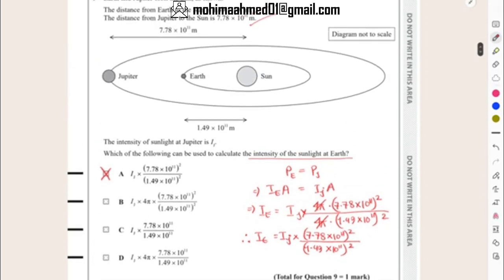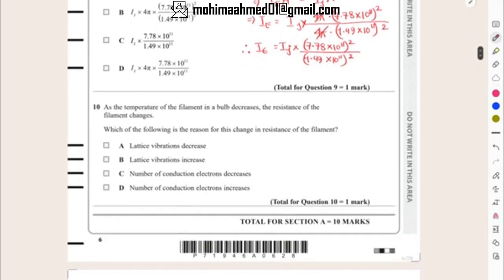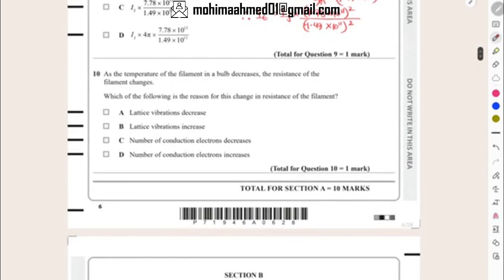With this, question 9 ends. We'll move on to question 10. As the temperature of the filament in a bulb decreases, the resistance of the filament increases. Always remember that a filament is a positive temperature coefficient conductor. For this, whenever the temperature increases, it is the increase in the lattice vibration which causes the increase in the resistance, right? So option A is the correct answer.